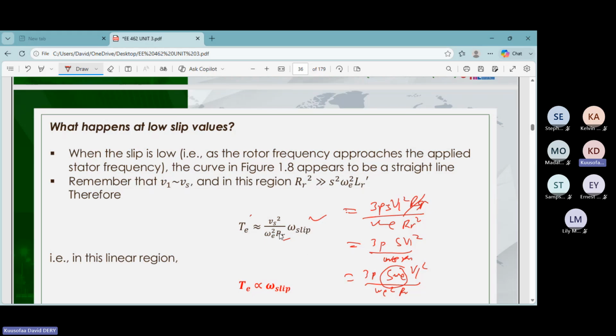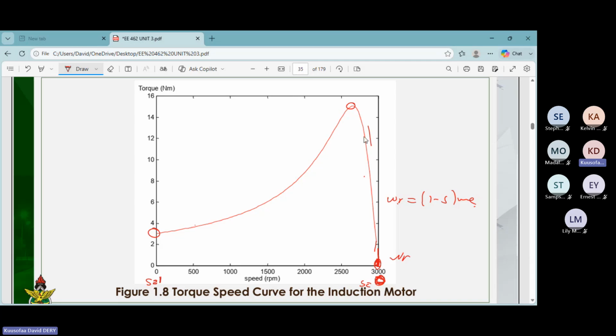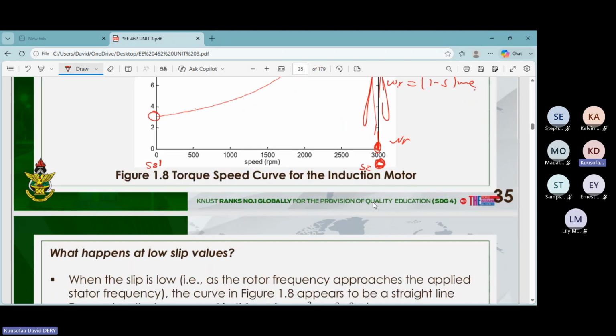So from this relationship, we can see that the torque is what? When the slip is very small, very low, the torque is proportional to omega slip, and that happens in the linear region of the torque speed curve of the induction motor. So it happens inside this region, because at that point, the torque is very low, very small. Please, do we understand?